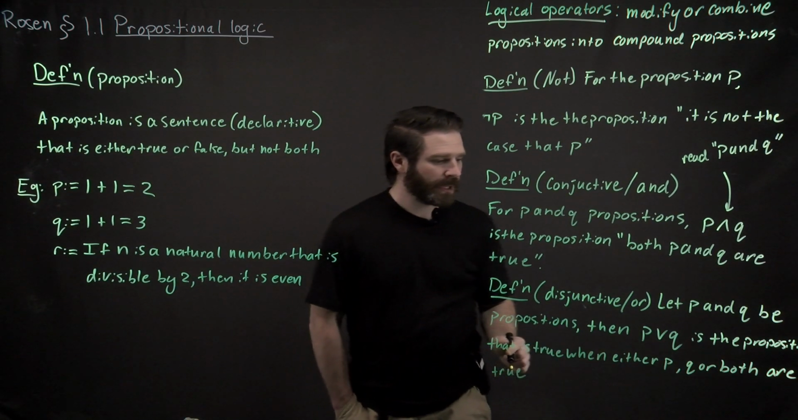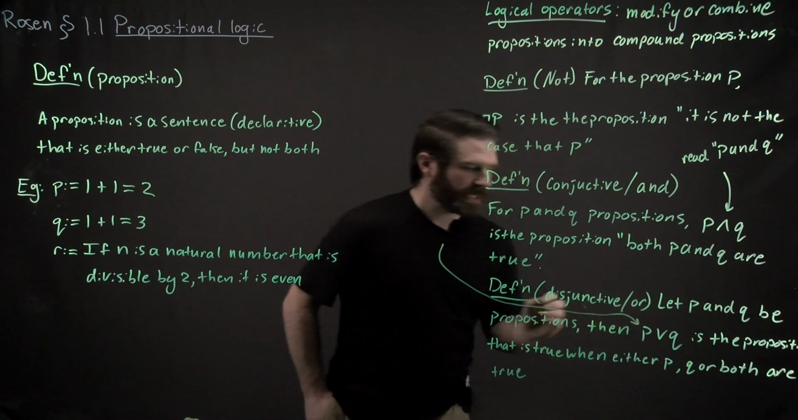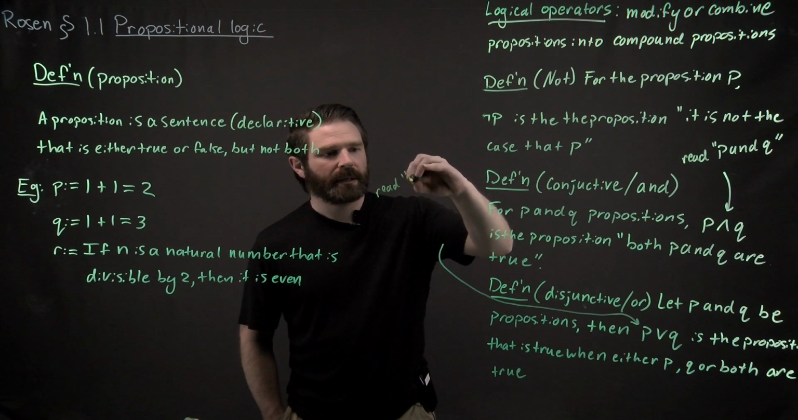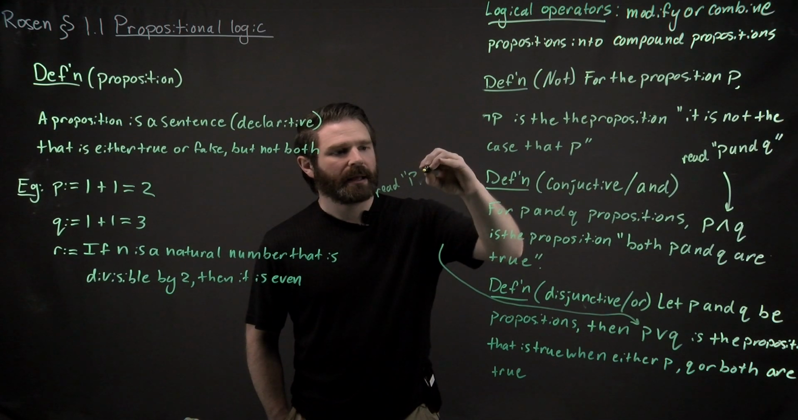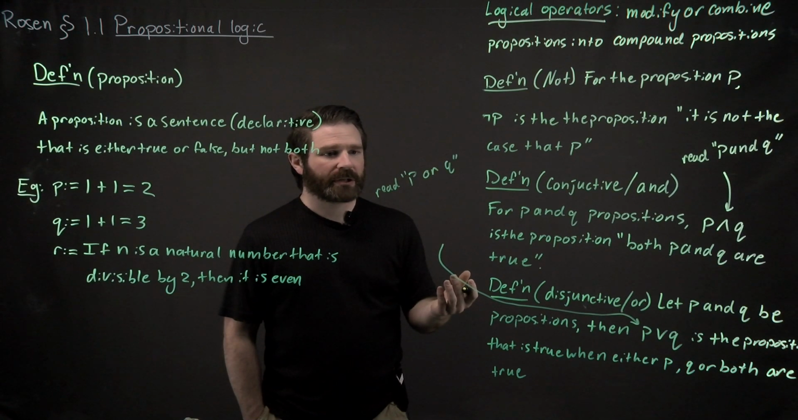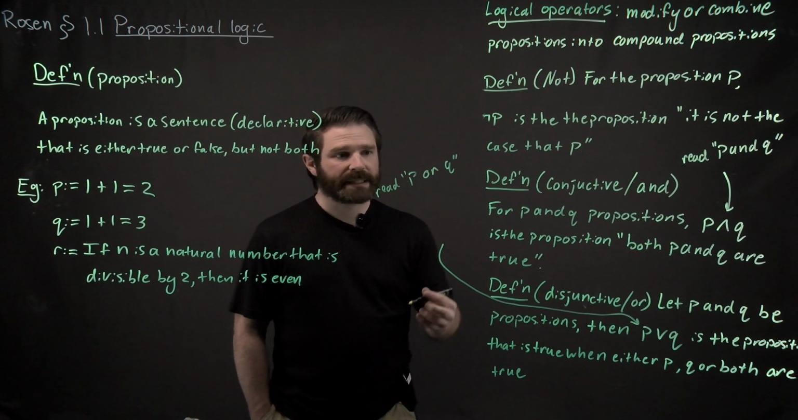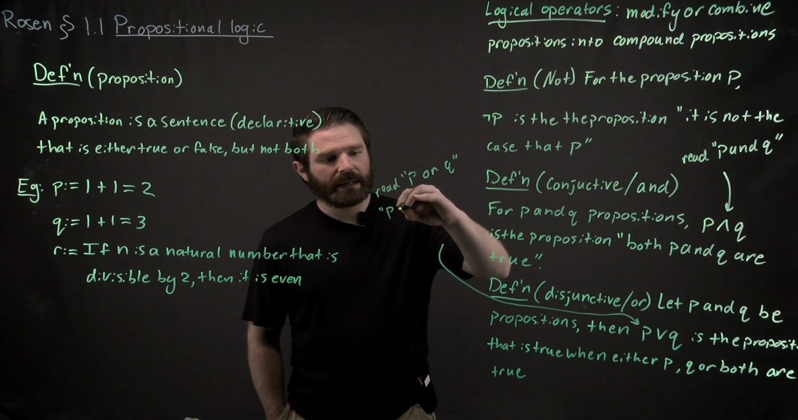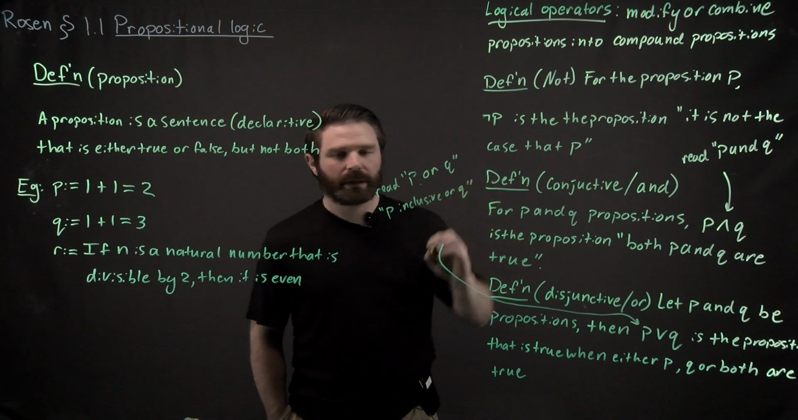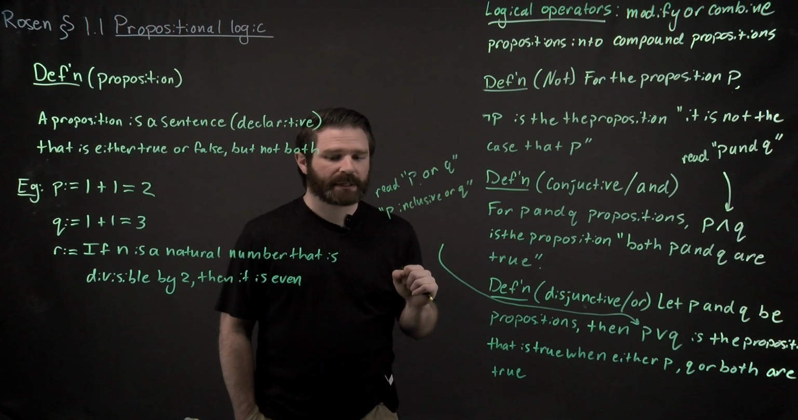So the way that you would pronounce this particular set of symbols right here, you would read this as P or Q. There are a bunch of different ways that you can actually say this. You could say the disjunctive of P and Q, or you could say P inclusive or Q. The reason why I say inclusive will become a little bit more obvious in the future.